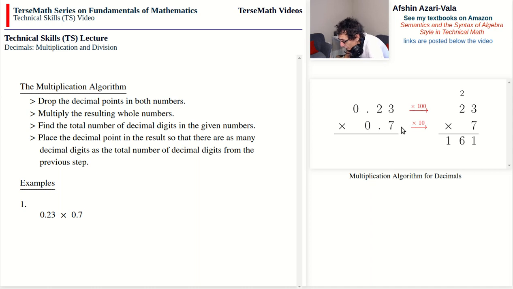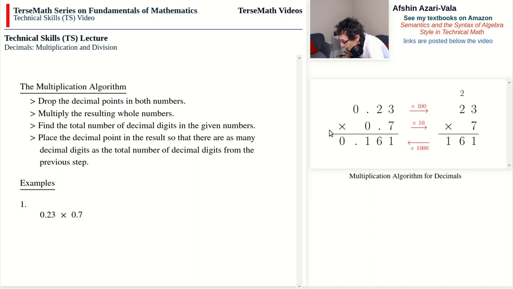Now, if the top number becomes 100 times larger and the bottom number becomes 10 times larger, the result of the product will be 1,000 times larger. And therefore, to find the result of the original multiplication, we have to divide 161 by 1,000. And that would be the same as moving the decimal point back over 3 digits. And that gives us 0.161 as the answer.